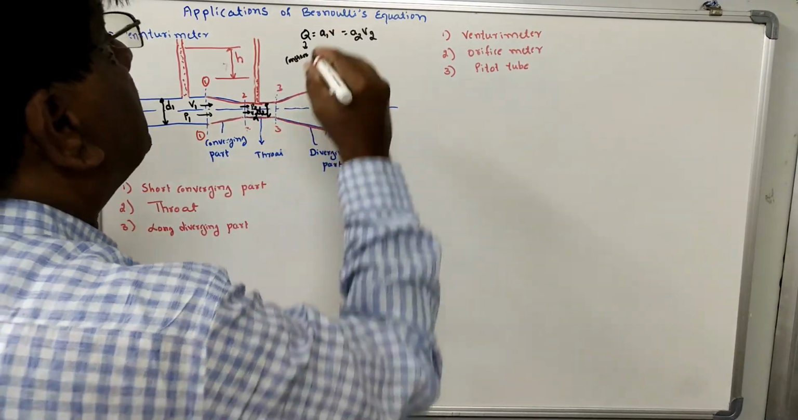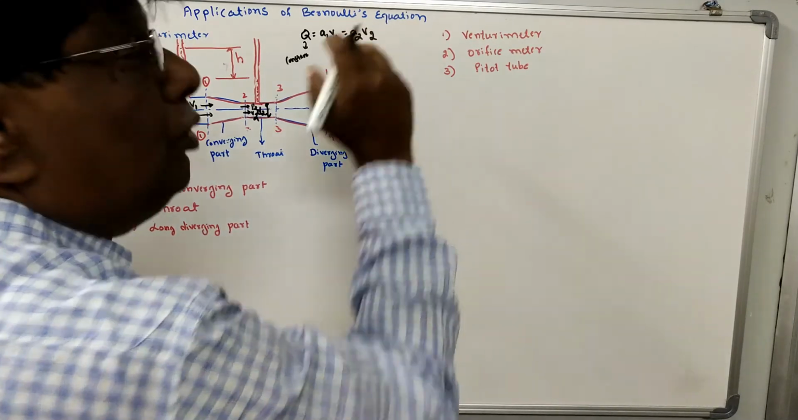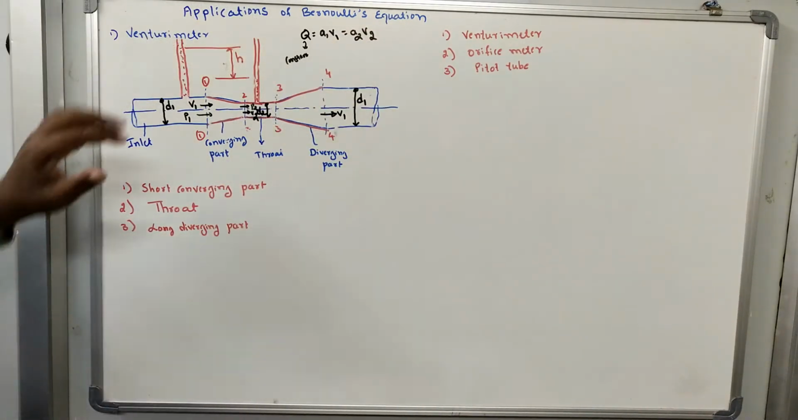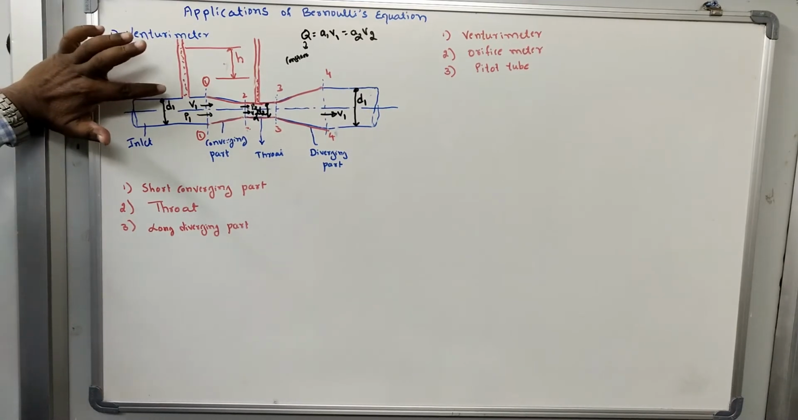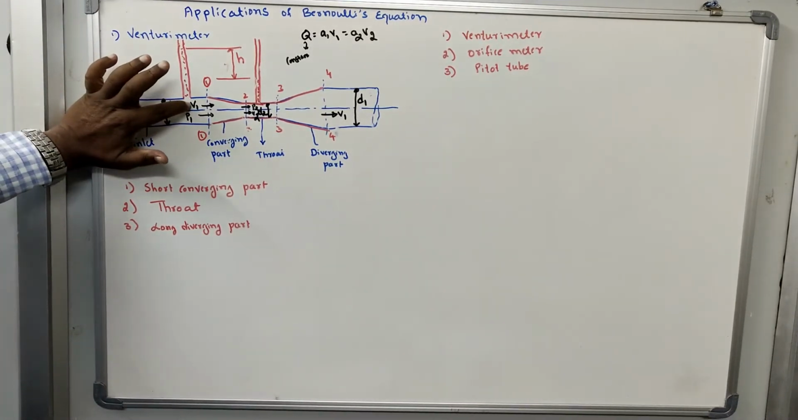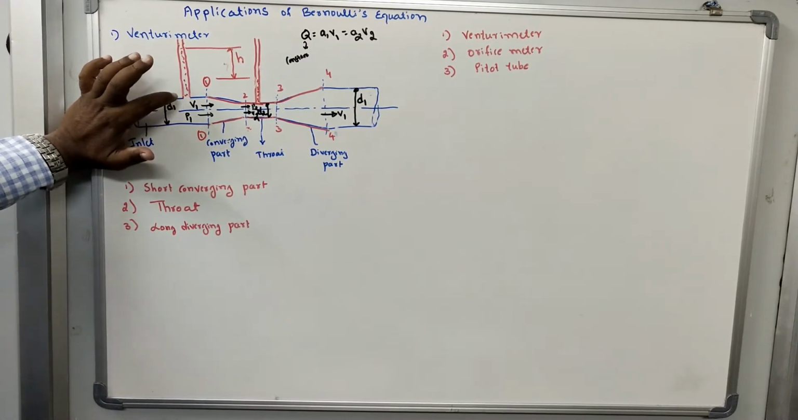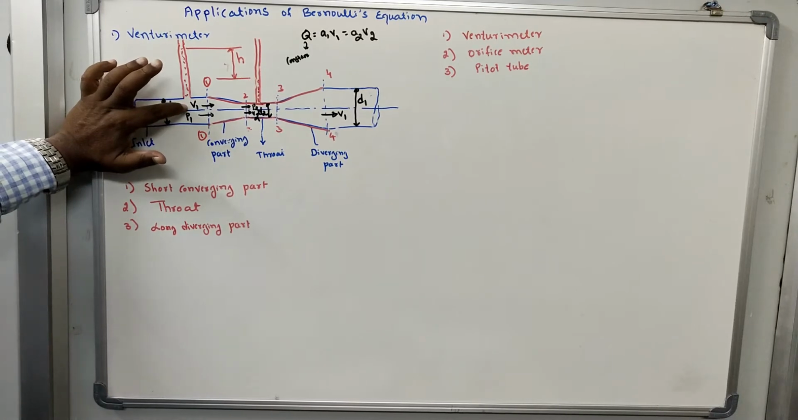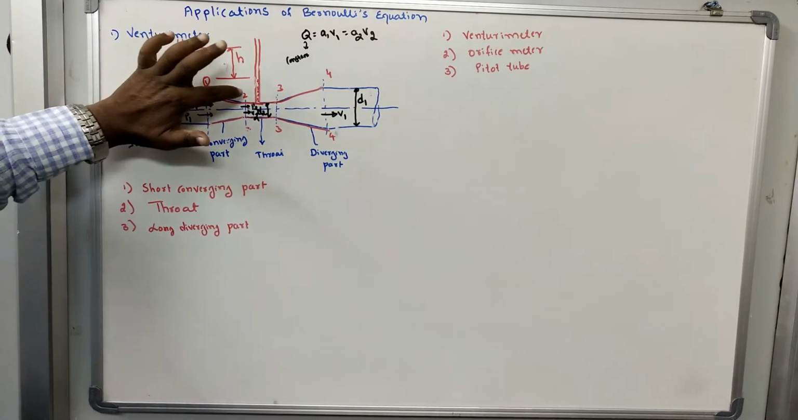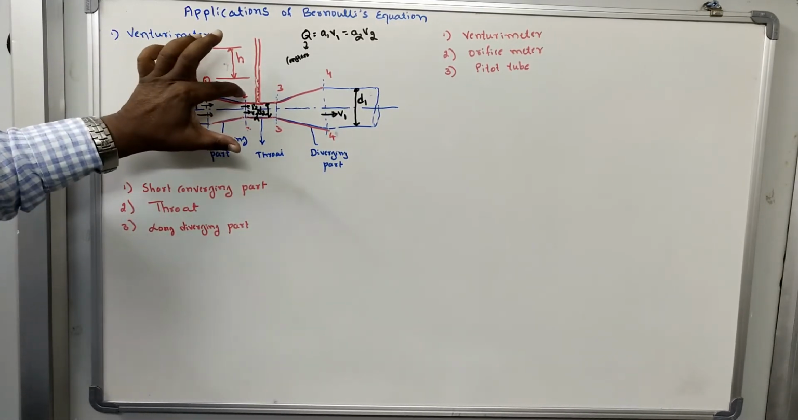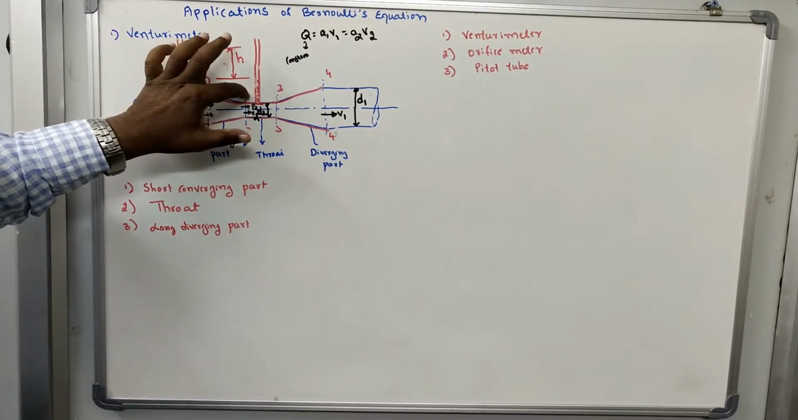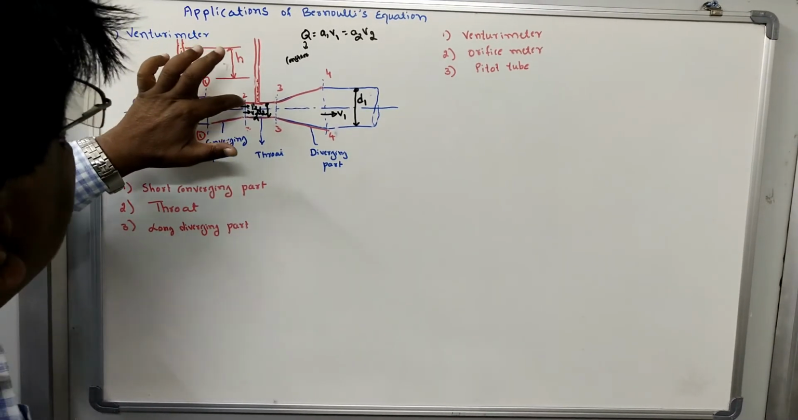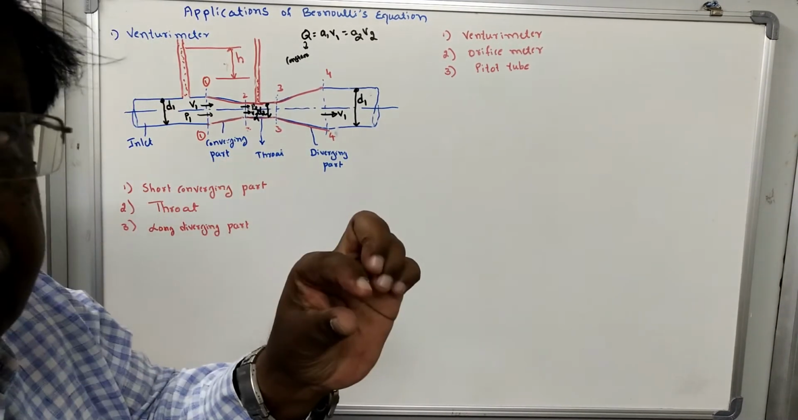is equal to A2 V2. Now, from this point of view, observe at section 1 the V1 value and A1 value. That is, area is more, velocity is less. Area is more, velocity is less. Between sections 1 and 2 it is converging, and at section 2 the diameter of the venturimeter is D2, meaning the diameter is reduced.